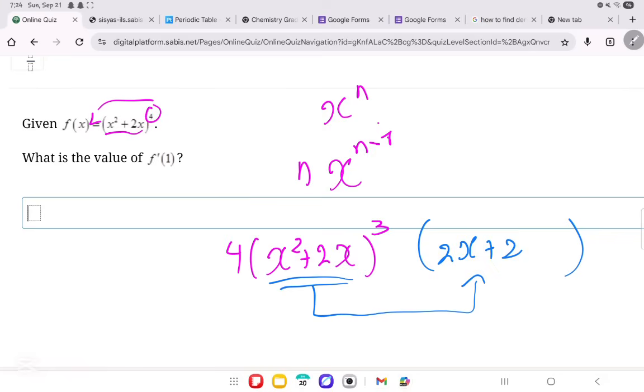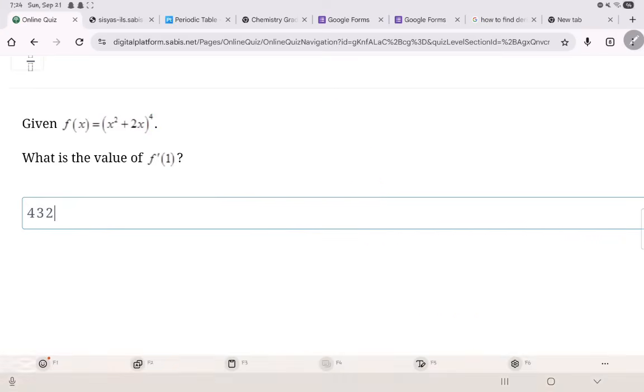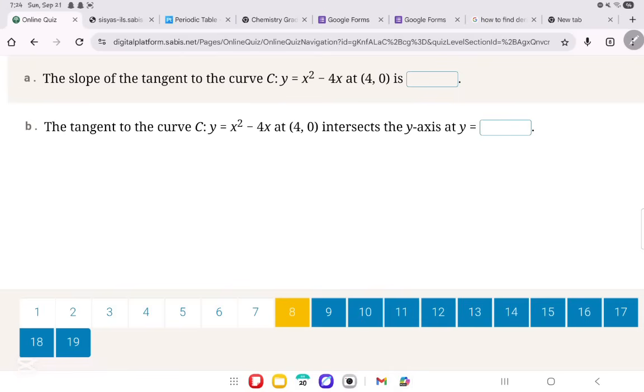You can put it on the calculator. 4 times 1 squared plus 2 times 1, all of it to the power of 3, times 2 times 1 plus 2, and you're going to get an answer of 432. We'll move on to the next question, which is question number 8.